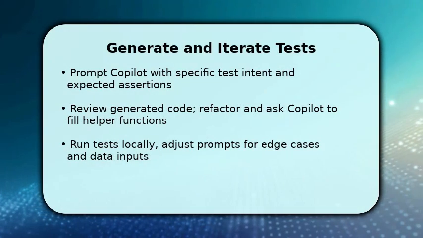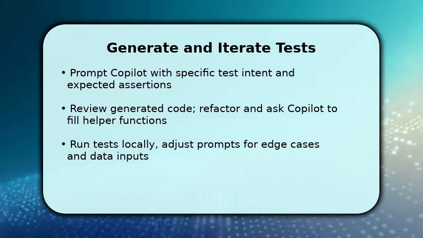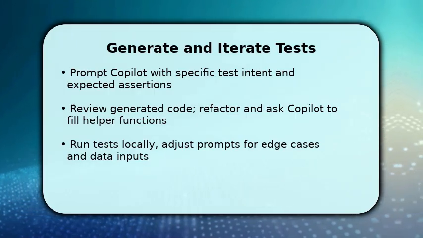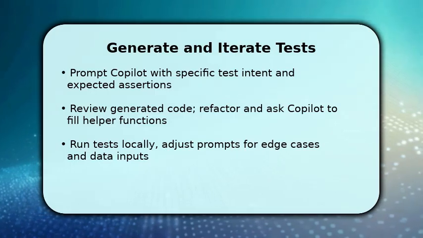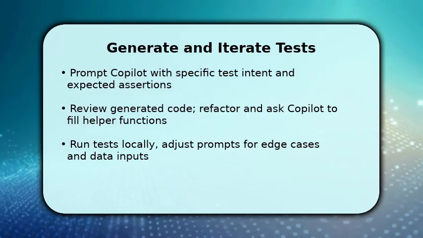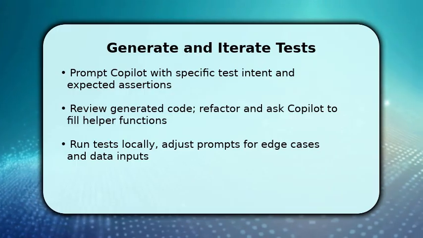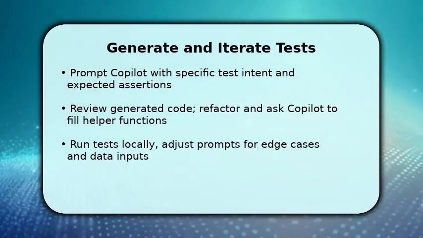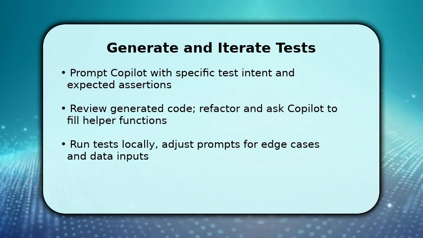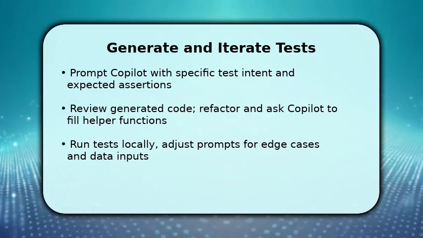You now generate concrete tests by giving Copilot a focused prompt. Describe the behavior, inputs, and expected assertions. As suggestions appear, review and edit for clarity and ask Copilot to extract helper functions or mocks to keep tests maintainable. Run the tests locally. When failures appear, refine prompts to target edge cases and data combinations. Make sure to iterate. Each run teaches you how to craft prompts that produce more accurate automation code and reduces brittle test artifacts over time.